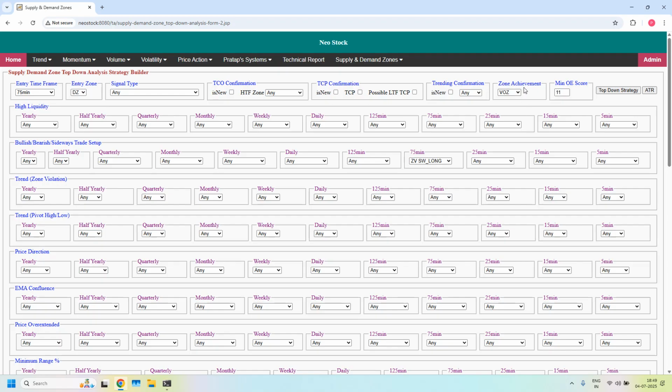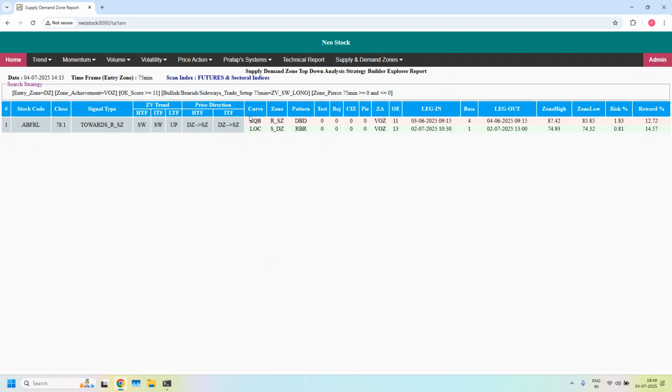Apart from that, these two filters, so total 3 filters. All 3 filters are applied to 75 minutes demand zone. Let's filter. We got one stock supporting sideways long trade setup for weekly income trade. Entry time frame is 75 minutes demand zone.